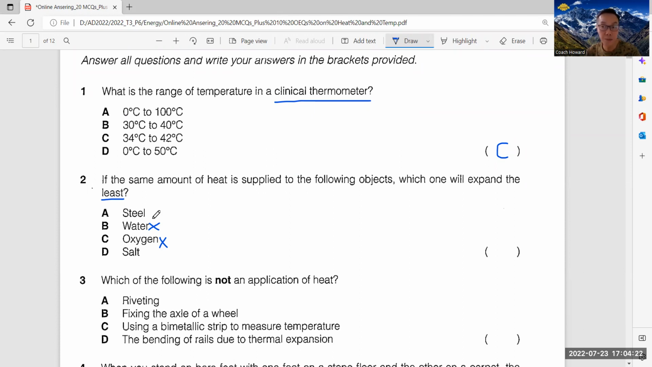As you know, steel is a metal, right? Metal is a good conductor of heat. So steel will definitely expand more than salt. Salt is a poor conductor of heat. So in that case, answer is D.